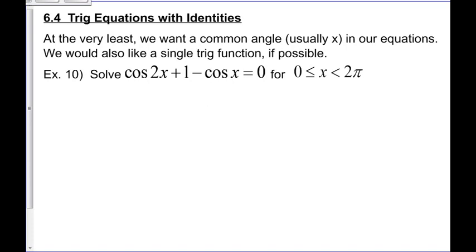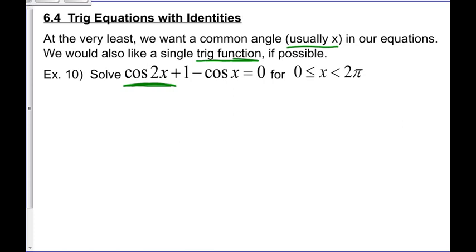Finally, we're going to look at solving trig equations that involve identities. So when we solve trigonometric equations, we would really like to have the same angle, the angle of x. Here we've got a cos 2x and a cos x. So this should be making us think, is there another way to express it? There are three different ways, but the way we would like to choose, if possible, involves only one trig function.